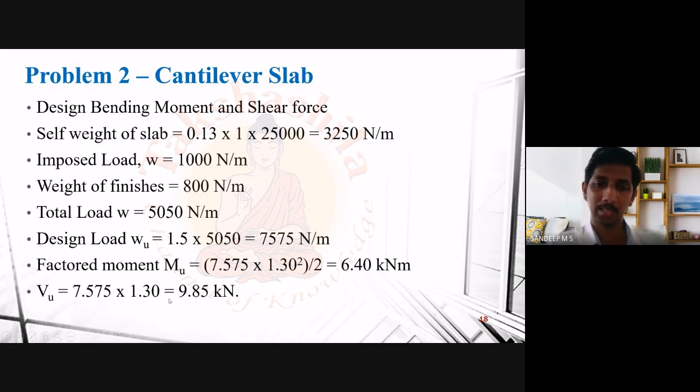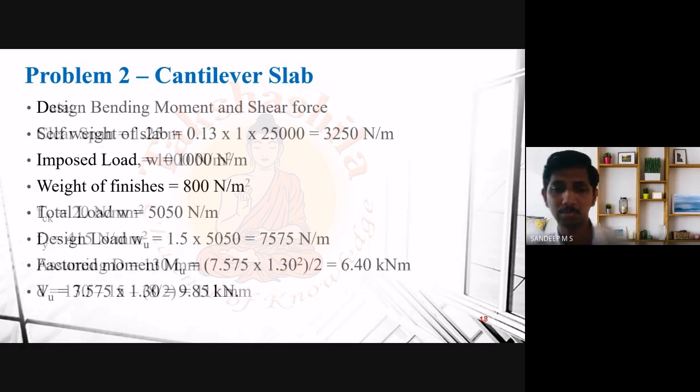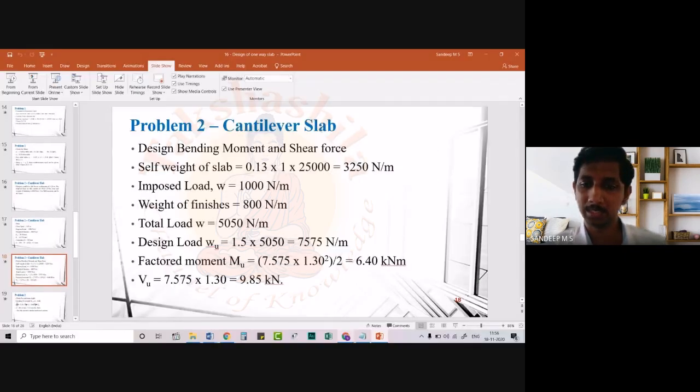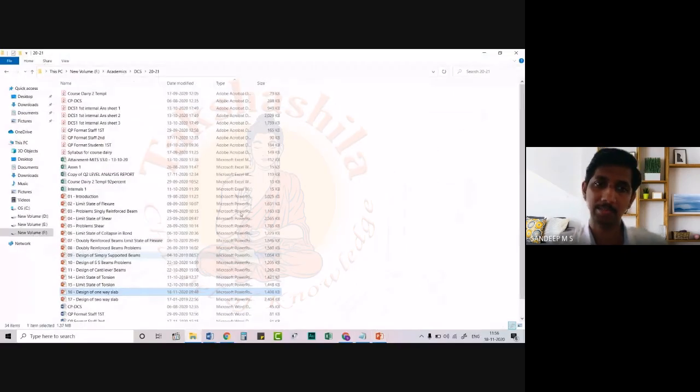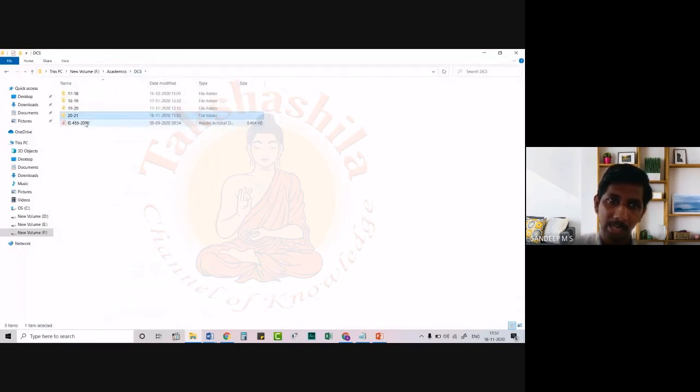Now shear force is again equal to W into L. And again please note this 1.30. In the question it is given as 1.25 as your clear span. So how do we obtain this 1.30? That is your effective span. How do you calculate effective span? That should be done as per IS 456, and we have specific clauses mentioned there regarding calculation of effective span.